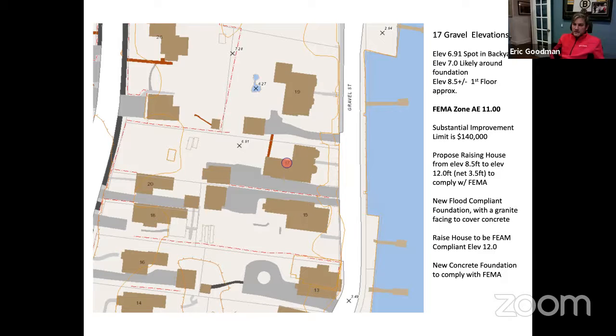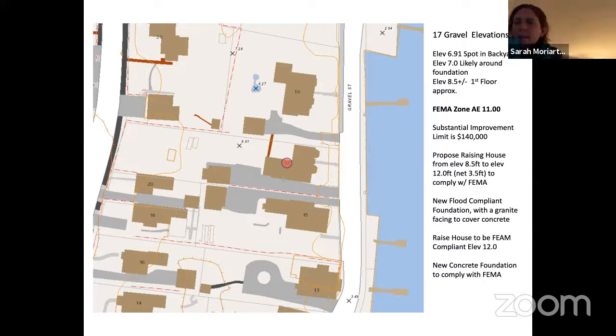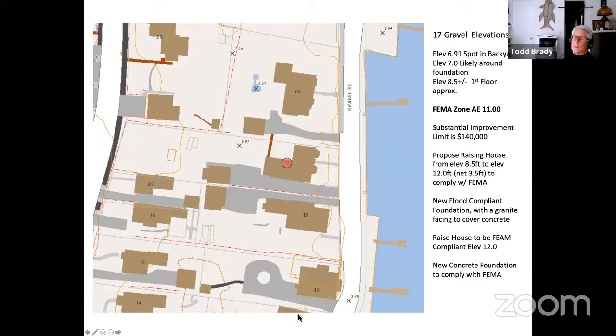Personally, depending on how you face that foundation and what the look of it was, my answer would be, personally, yes. Yeah, I agree with Eric. I understand the limitations you have, that you can only spend so much in terms of improvements. So you're kind of in a box, you know?